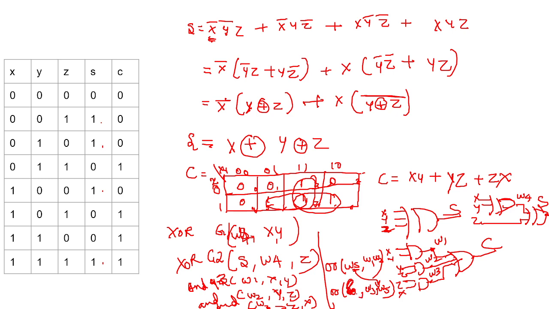So here I am getting the C value, and here I am getting the S value. This also I am trying to implement like this. W1, W2, W3. Here I need one more wire, so W5. So the input will be X, Y, Z and output will be S and C.